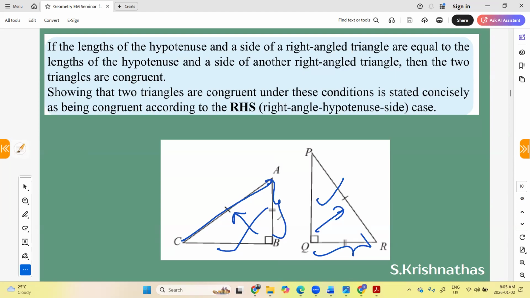One more time. Hypotenuse and a side of a right angle triangle equal to the hypotenuse and a side of another right angle triangle, then the two triangles are congruent. Okay, next. Students, we learned the four conditions: side, angle, side; angle, side, side; and in the right angle triangle, hypotenuse, side.